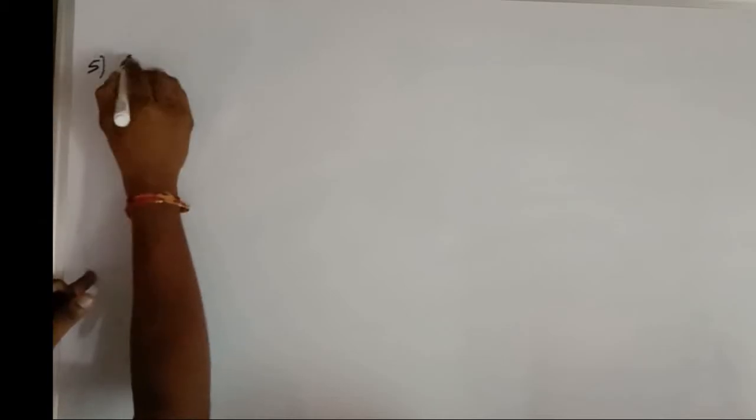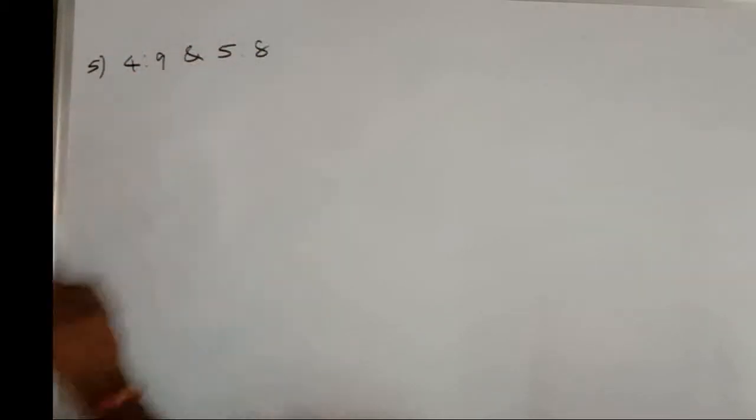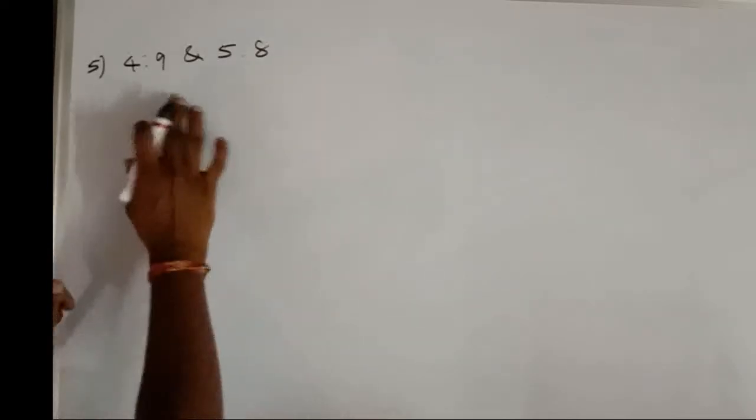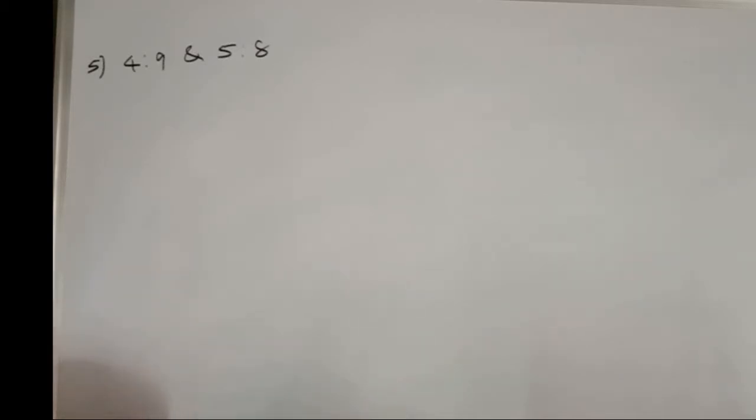Children, the next question, the fifth question: which of the two ratios, 4 is to 9 and 5 is to 8, is greater? We have to find this. I already said in the first class that to compare ratios we can use the method of equivalent fractions or use decimals. So we will solve it using decimals.